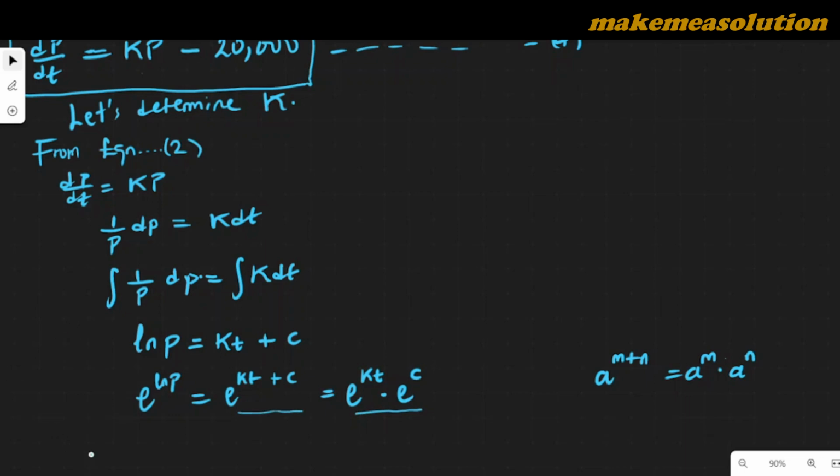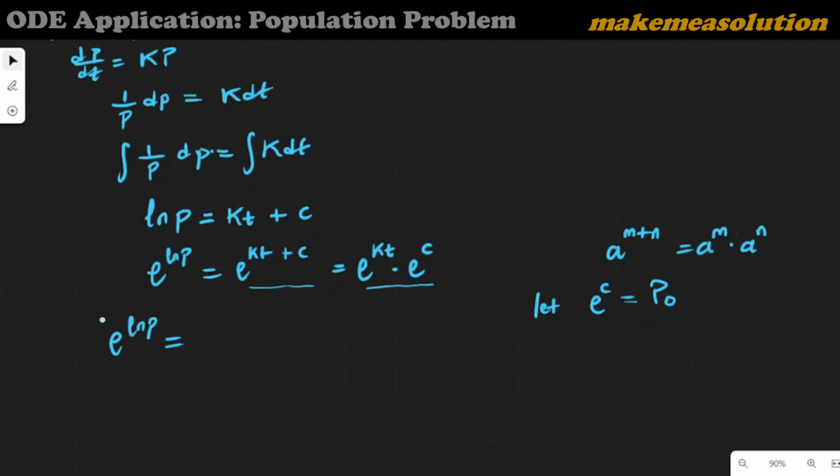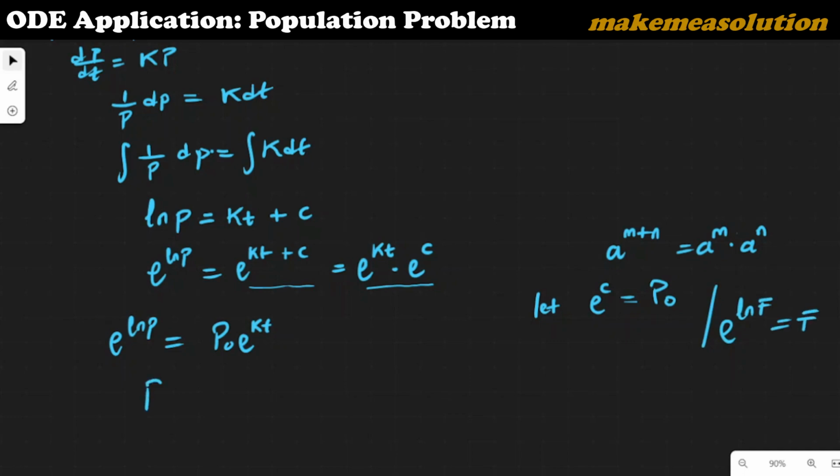Now if you call this exponential c another constant, you can call it p naught, if you want. So that's what we're going to use. Let exponential c be p naught. So our exponential ln p becomes p naught exponential kt, and remember the identity, exponential ln f is equal to f. So exponential ln p is equal to p, so p is equal to p naught exponential kt.